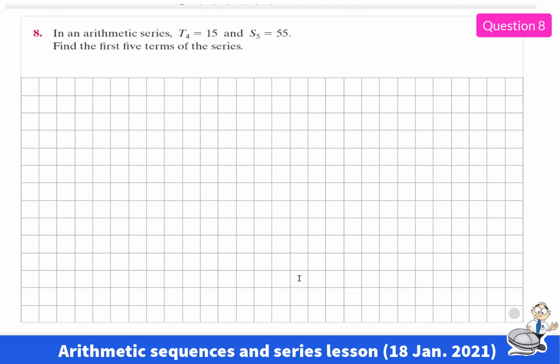Okay, so again, it says series in it. As soon as it says series, it's talking about adding up, and it says S5, so I know that it's talking about adding up. So straight away, I will be writing down this formula.